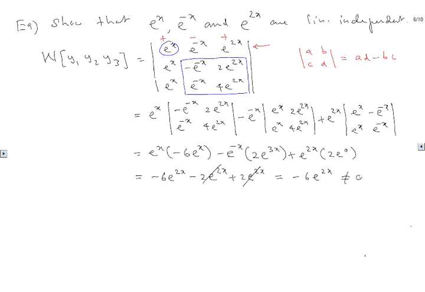This is not equal to 0 for any x. So you can see that since the Wronskian W(y1, y2, y3) is not equal to 0 for all x, the functions y1, y2, and y3 are linearly independent.